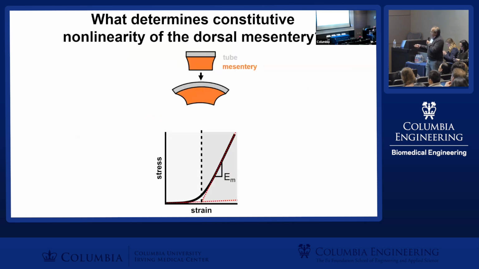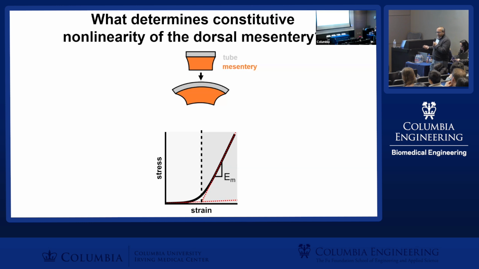And to talk a little bit more about stiffness, it's not a constant for this tissue. So if you look at this plot here, the y-axis is basically how hard you pull on the tissue. The x-axis is how much it stretches. And what you see is that the mesentery has this behavior where it's very easy to stretch it out at first, but then the tissue locks up and becomes very difficult to deform further. So this is a behavior known as constitutive nonlinearity.